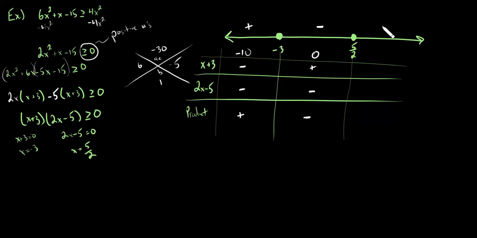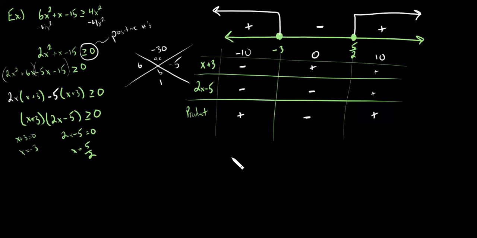Now I can test any number greater than 5/2. I can plug in something like 10. 10 plus 3 would be positive, and 20 minus 5 would be positive. A positive times a positive is a positive, so our interval here would be positive. Since we want to be greater than or equal to 0, we want the positive intervals, and there are two of them. We have this one going this way, and this one going this way.